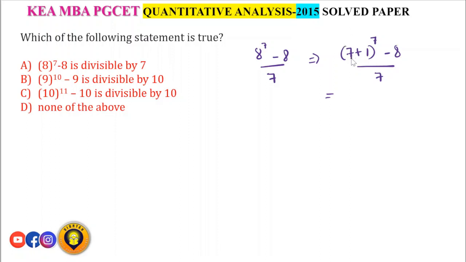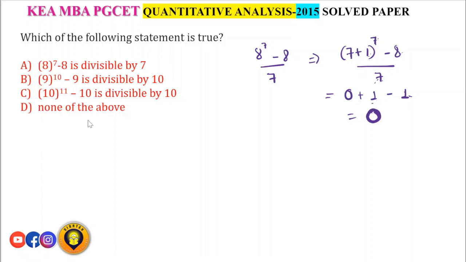So here just observe, 7 to the power 7 will be divisible by 7, so you get remainder 0. 1 power 7 you will get as 1, and 1 divided by 7, the remainder will be 1. And 8 upon 7, the remainder will be 1. So 1 minus 1 will be 0. Therefore you get the remainder 0. Remainder 0 means the number is divisible by 7.